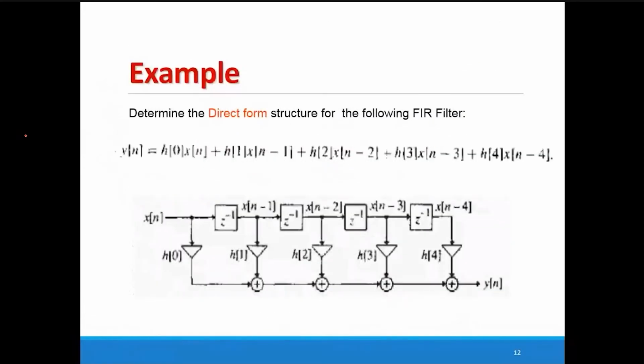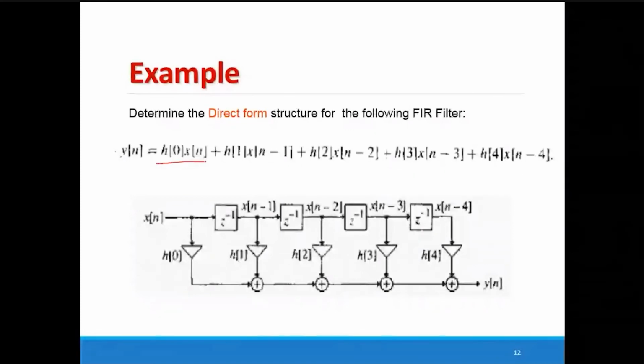Okay, now one simple example is given. You can see y of n we are taking, that is h0 x of n plus h1 x of n minus 1, h2 x of n minus 2, h3 x of n minus 3, and h4 x of n minus 4. So we have to draw the direct form structure for that, which is very easy.